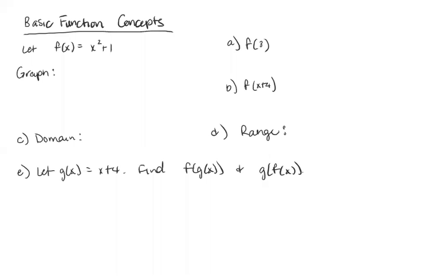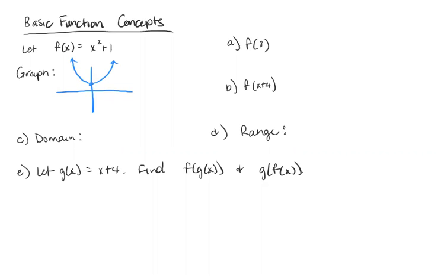Hi, so for this video, I wanted to walk through some basic function concepts. We are going to let f of x equal x squared plus 1. And let's go ahead and draw the graph so that we know what we're working with here. X squared is a parabola. That plus 1 is just going to move it up, a vertical shift up 1. So this pretty much is what x squared plus 1 looks like.